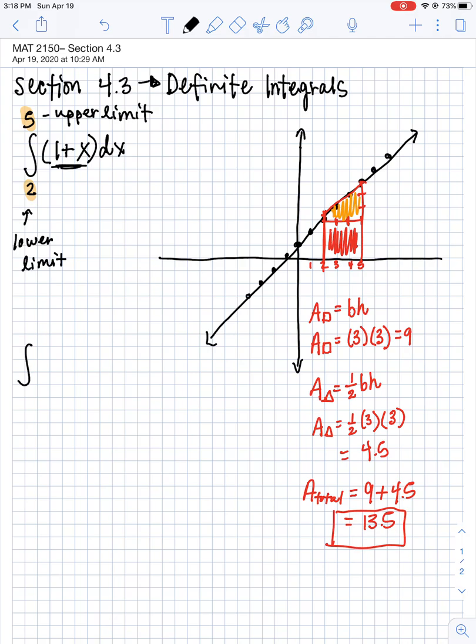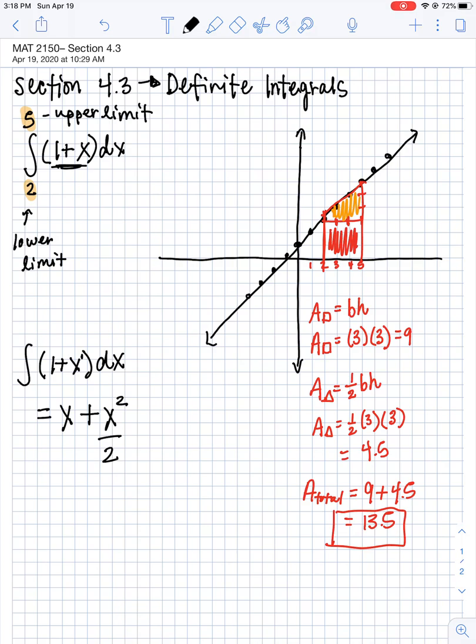If I look at this particular example, I'm going to integrate this function like always. The antiderivative of 1 is x. The antiderivative of x is x squared over 2. How did I get that? Because remember, you add 1 to the exponent. If you add 1 to 1, you get 2. So it's x squared over 2. That is the antiderivative.